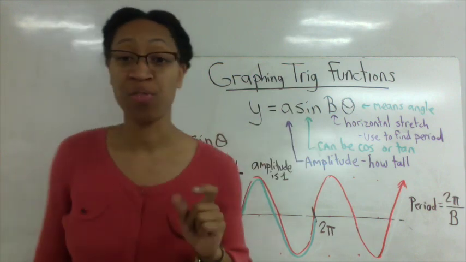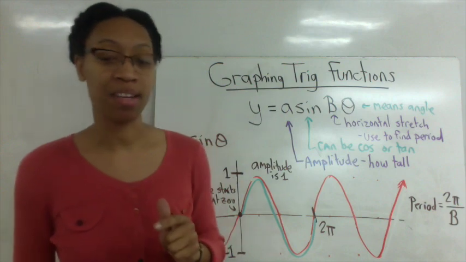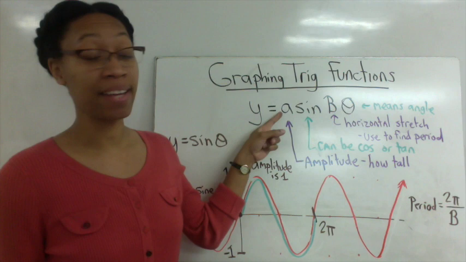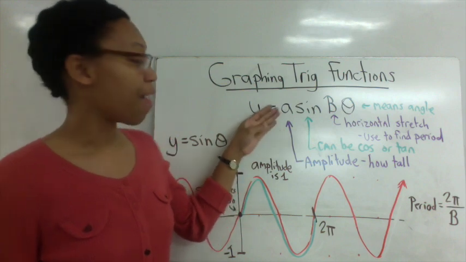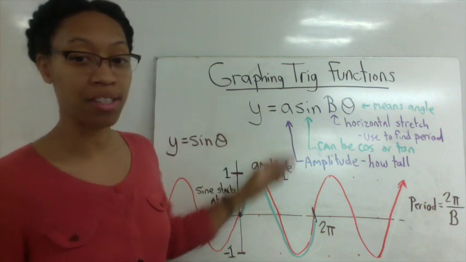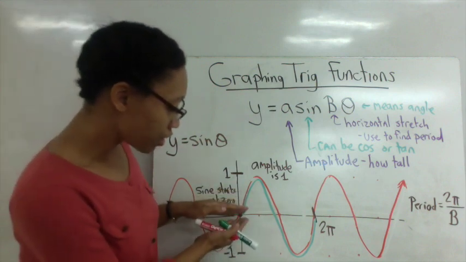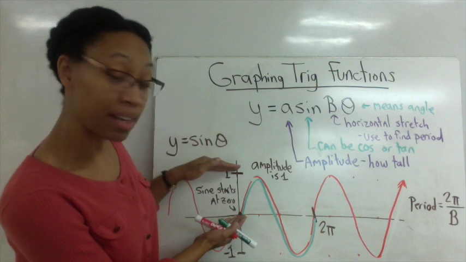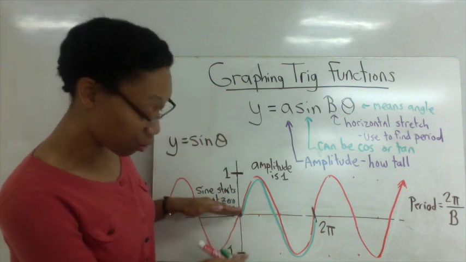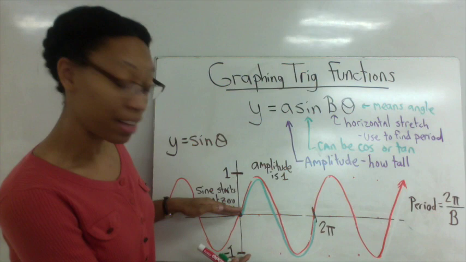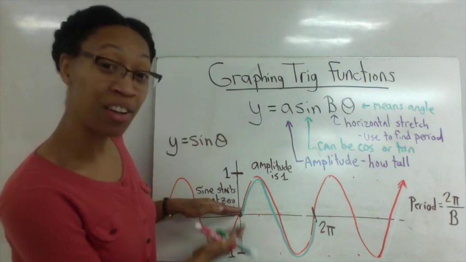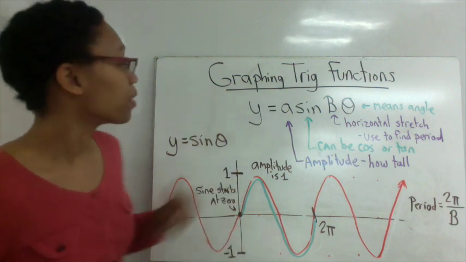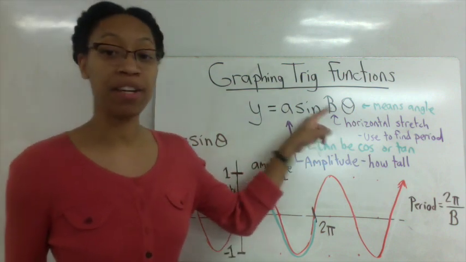The parts of this that you really need to know here are what the A means and what the B means. Of the two, let's do the A first. The A is the amplitude, and that tells us how tall the graph is. So how tall is the graph from the middle line? So you can see, this one comes up to 1, so the amplitude is 1. It also goes down to -1 from the middle. So it's like the absolute value from the middle. The amplitude is 1.